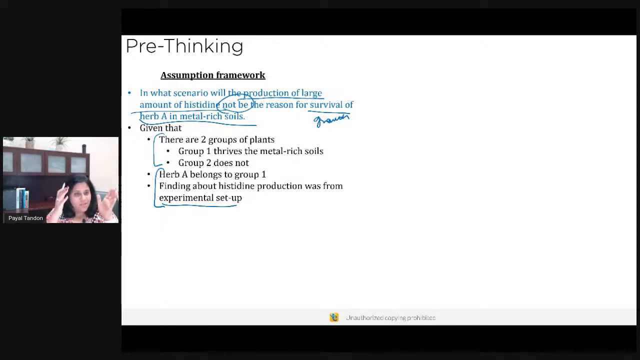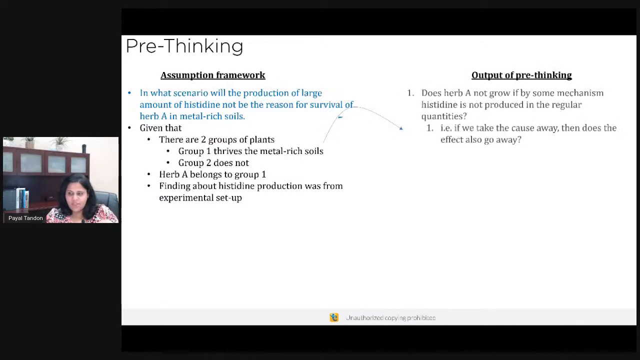Okay, and within those confines, what is it that I have to figure out? In what scenario will the production of a large amount of histidine not be the reason for the survival of herb A? Now, what's the output? The output, first of all, you can attack it in multiple ways. Okay, now let's say, so what does it say?